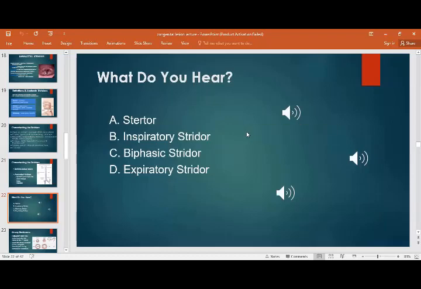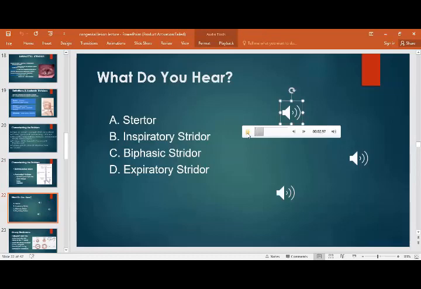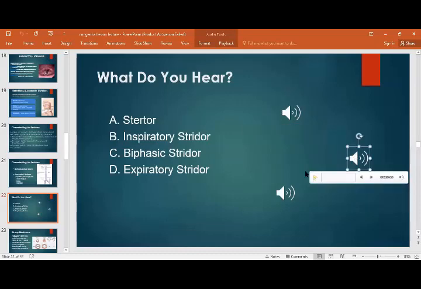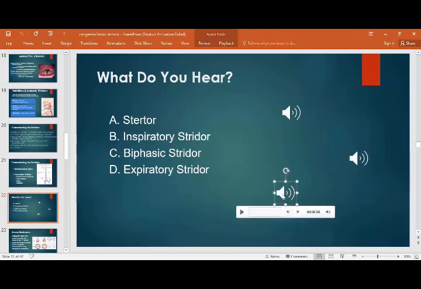You need to differentiate between these different types of stridor, and you can now listen to them properly. These are three different types of stridor.